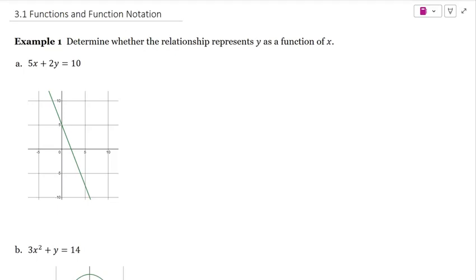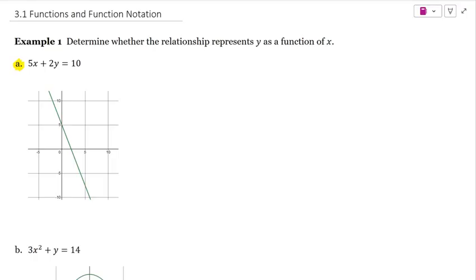Determine whether the relationship represents y as a function of x. For example A, we have a relationship between x and y that's listed here: 5x plus 2y equals 10. You can see a picture of this relationship below, and it looks like it's a line.